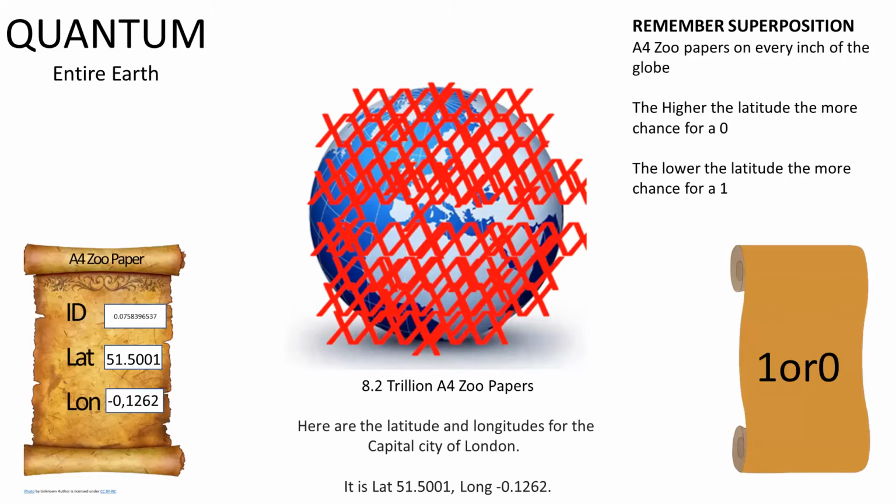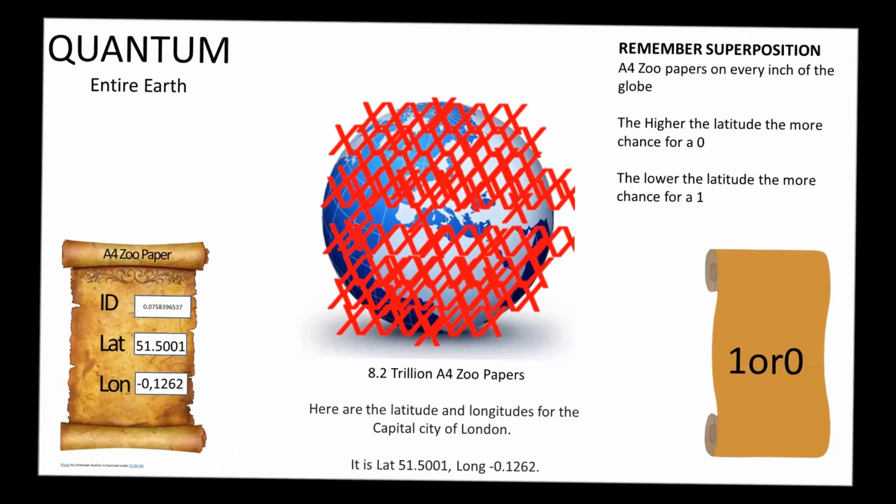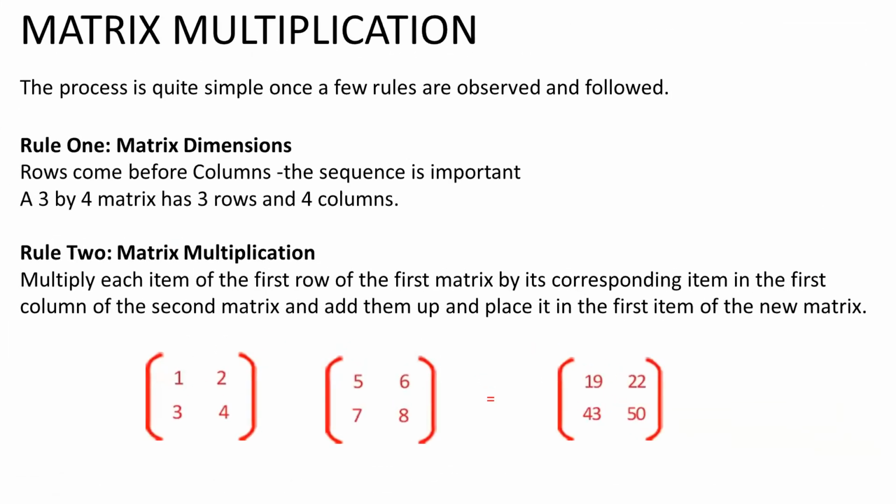In this example, I was using an A4 piece of paper. In the classical world, we can only have 2 A4 pieces of paper. But here we can locate A4 pieces of paper throughout the whole globe, and we can refer to them and multiply them together by using linear algebra.